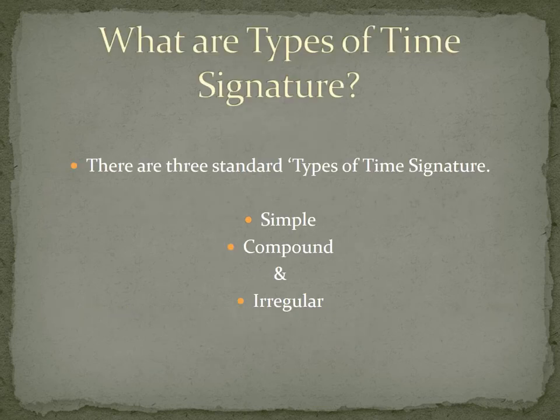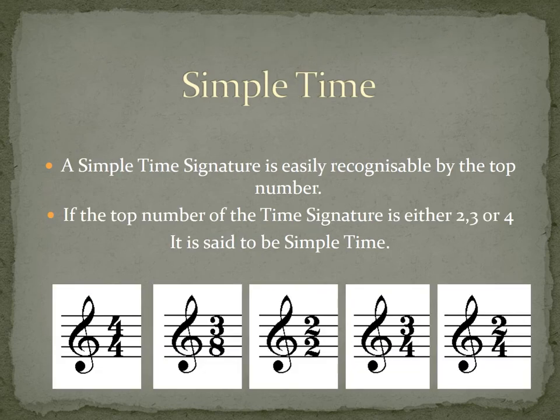When we're using time signatures, there are actually three standard types of time signature. We have something called simple time, we have compound time, and we have irregular time. So we're going to start with simple time.